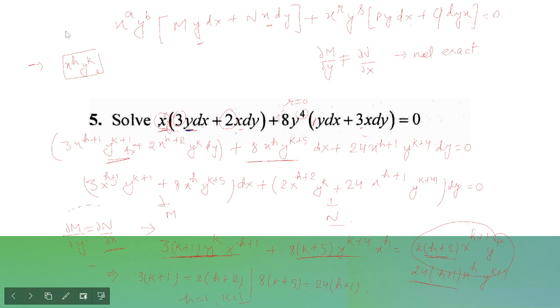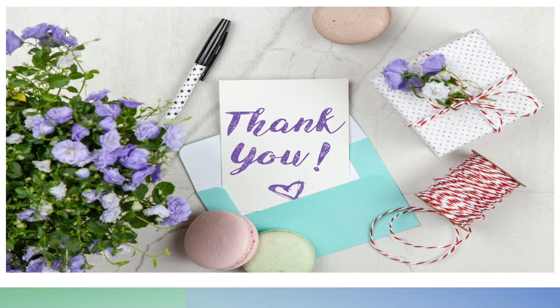So what is the integrating factor? By substituting the values of h and k in the integrating factor, x into y is the integrating factor. If the question is to find the integrating factor, then our solution is finished. If you want to know the solution, after multiplying this and this we get the solution. You can try it if you want to do this one.